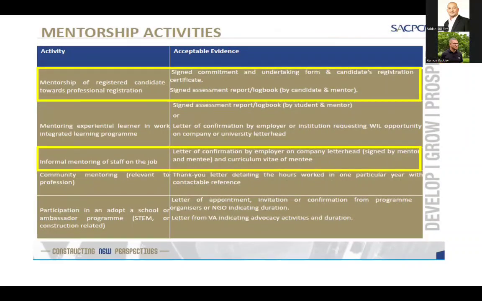Then we're going to go on to mentorship activities. The first activity there is mentorship of registered candidates towards professional registration. This again has acceptable evidence: a signed commitment and undertaking form, candidates' registration certificates, and a signed assessment logbook by candidate and mentor.